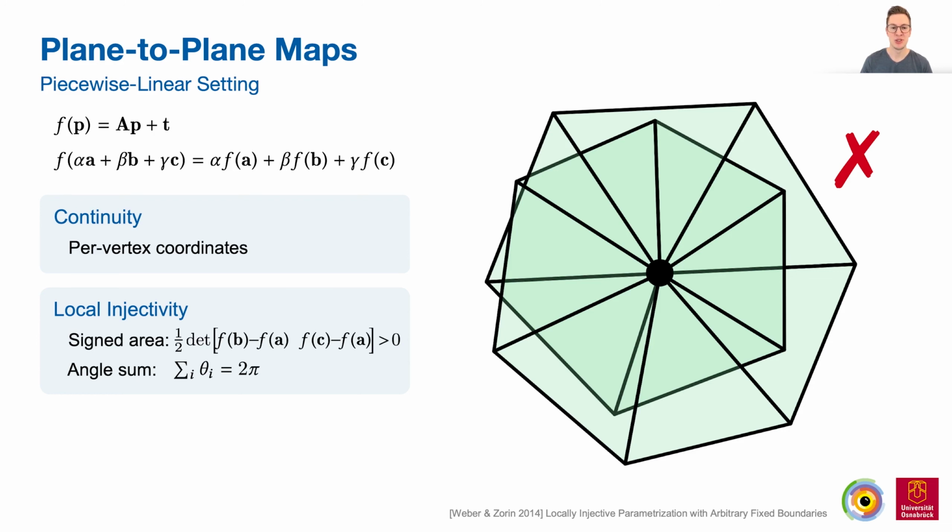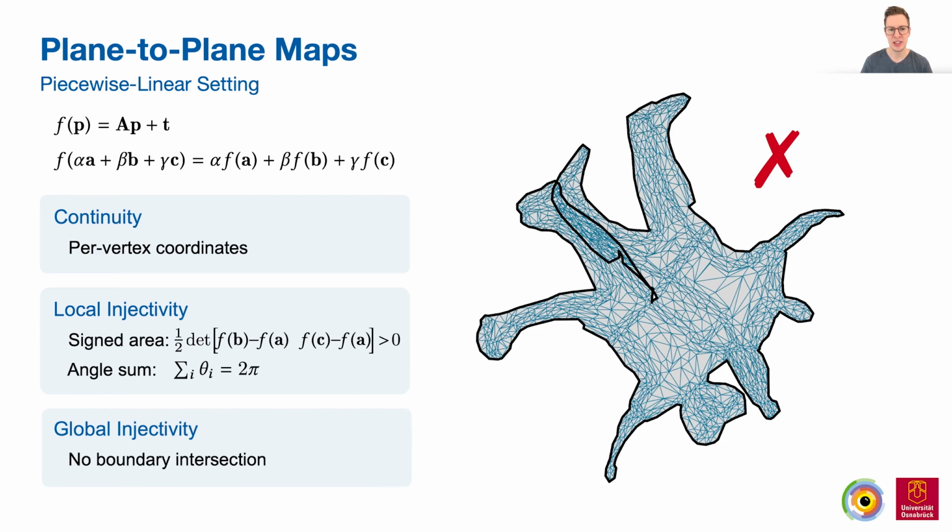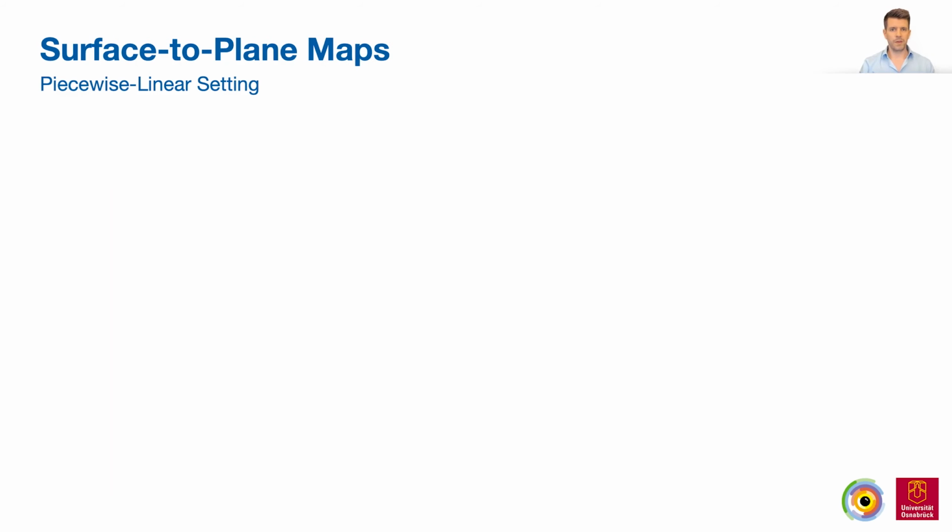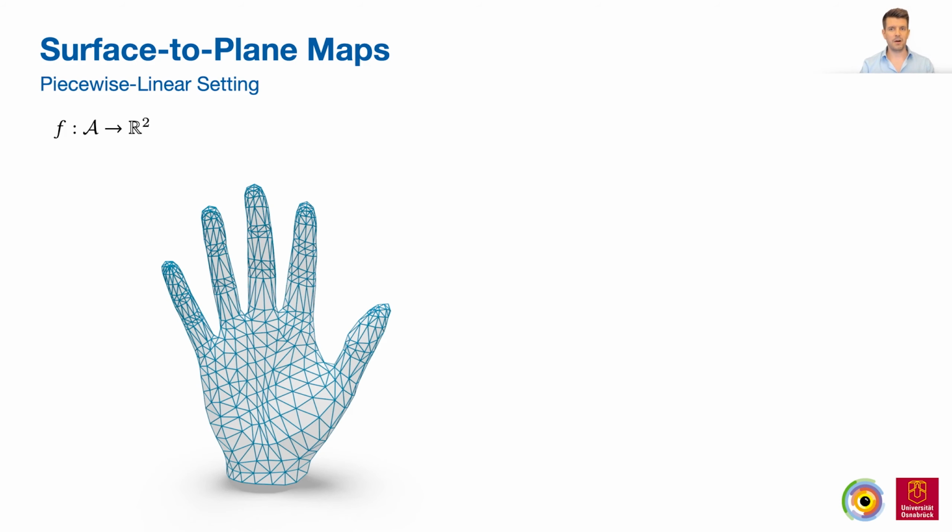Finally, the map is also globally injective if, in addition, the boundary image doesn't intersect itself. And in the piecewise linear case, this boundary is just one big polygon. So with this, we're now already able to represent a homeomorphism in the plane-to-plane scenario. But of course, our focus is on surface-to-surface maps, and we will get there step by step, considering surface-to-plane maps next.